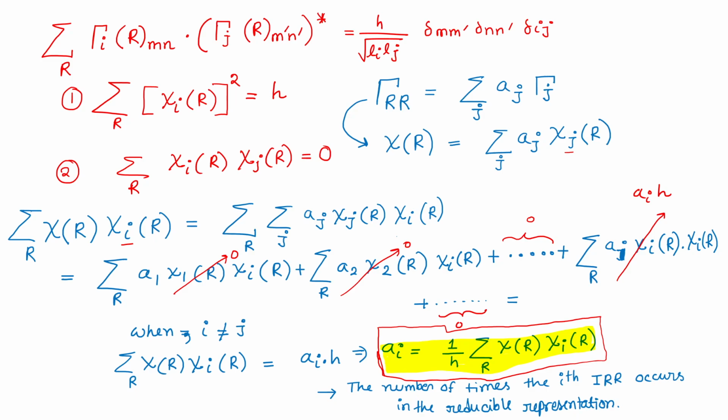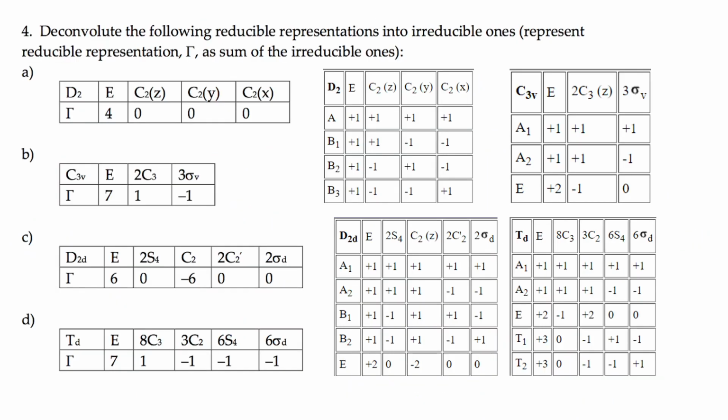So based on this, in the last session I provided you four homework problems to solve. Today we will start with how to break down a reducible representation, these four. The question says: deconvolute the following reducible representations into irreducible representations, that is, represent the reducible representation gamma as a sum of irreducible representations. There are four different character tables, four different point groups provided: D2, C3v, D2d, and tetrahedral, and for each of these one reducible representation is given. The character table is also given, so we need to deconvolute this reducible representation into the irreducible representations. So we'll do it.